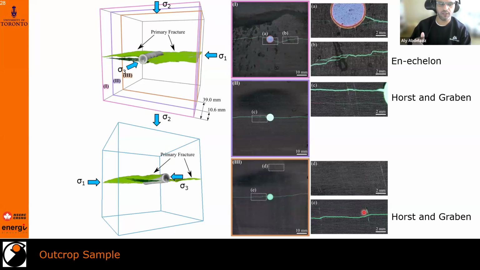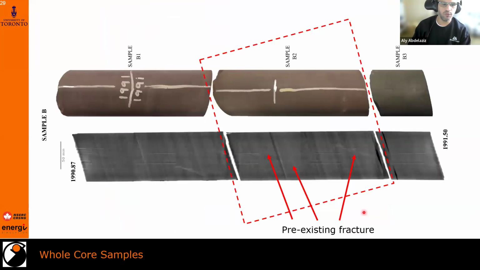Now, we've understood what is happening, or we've developed an understanding of what's happening with the outcrop cube. So next we move to the core at depth. So this core now is at 2 kilometers depth. Before we start, this core was scanned, and we know that there is a pre-existing fracture running through it. So this is known beforehand before we start the test.